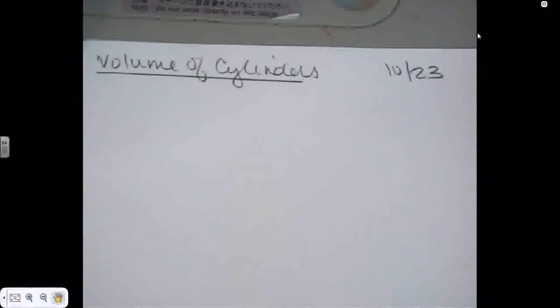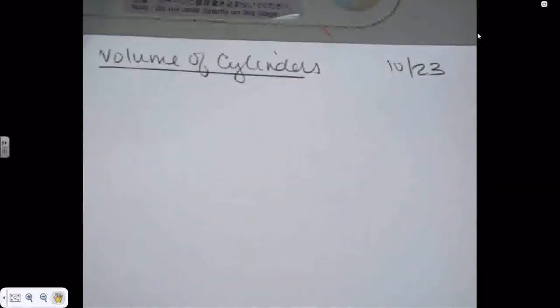In addition to this, make sure you are working on your red workbook pages 46 through 49. I'm collecting that on Friday. Remember, I assigned it last Friday. So be working on those.